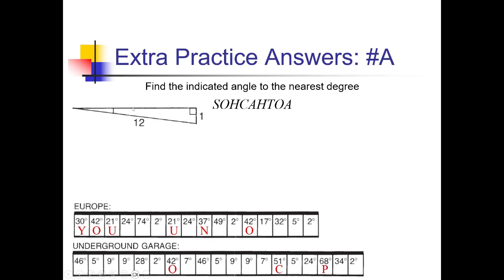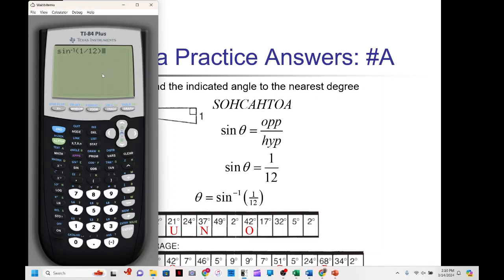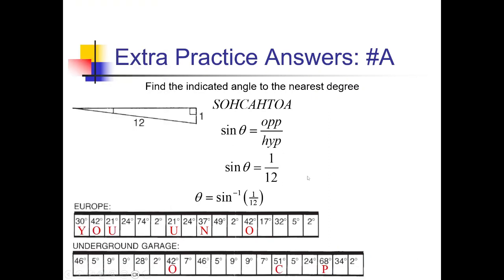For this problem, we have a very small angle there, and they've given us the side that's opposite and also the hypotenuse. So that's going to be sine. So we have sine of theta equaling opposite side 1 over hypotenuse 12. Theta then is going to be sine inverse of 1 over 12. And then running that on the calculator is going to give me 5 if I round that off. So 5 degrees. And that's A.